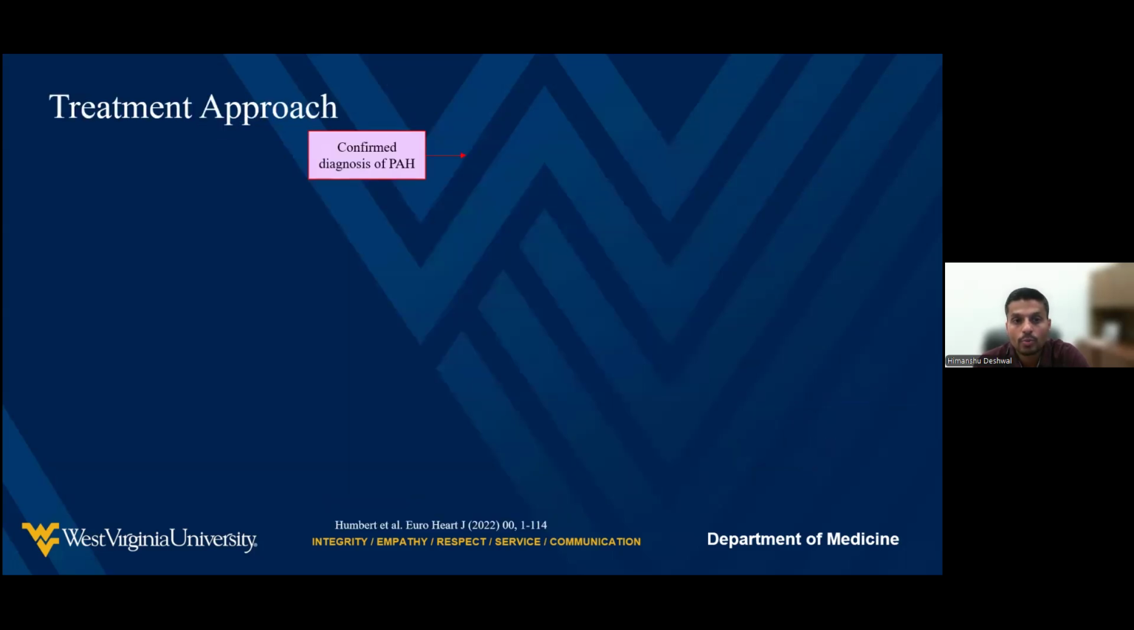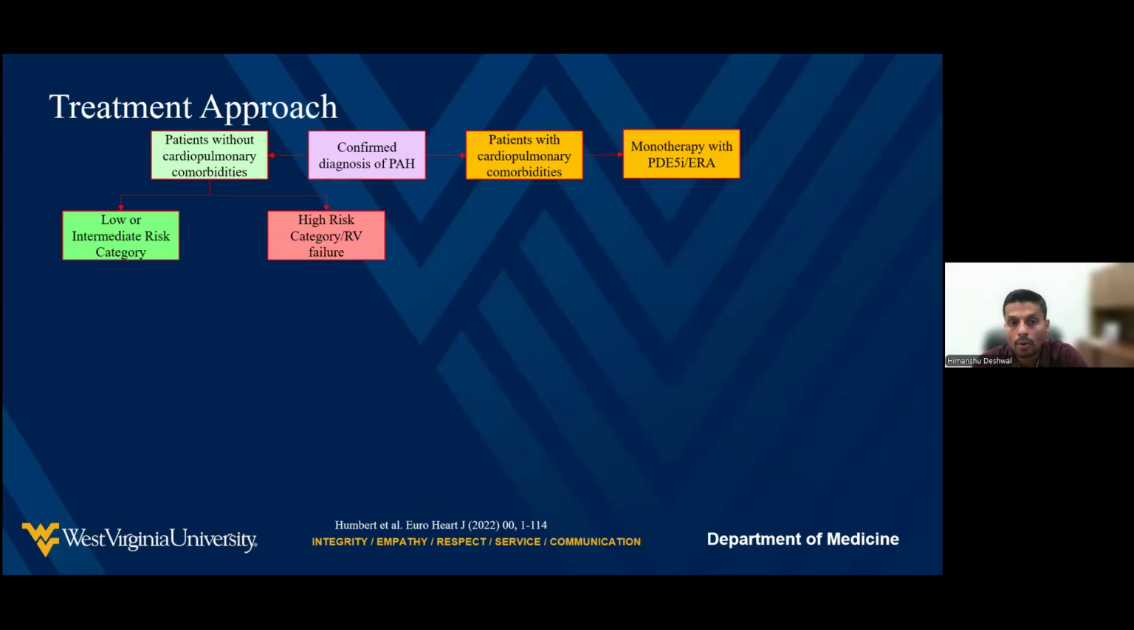So the treatment approach is, once you have confirmed the diagnosis, if they have significant cardiopulmonary comorbidities, somebody with obesity, diabetes, hypertension, then you try it with monotherapy. So you'll start them on sildenafil or tadalafil and then add another drug if they're doing well.